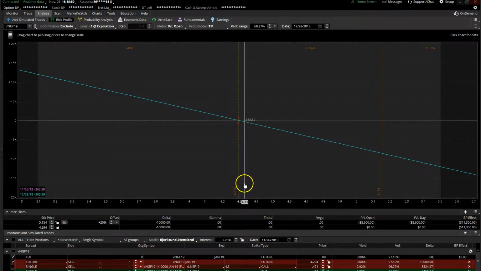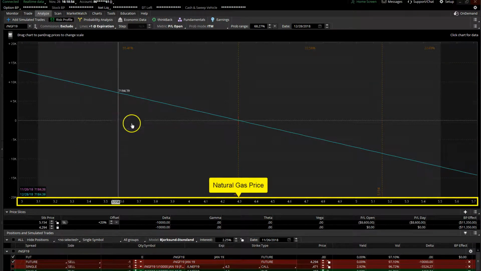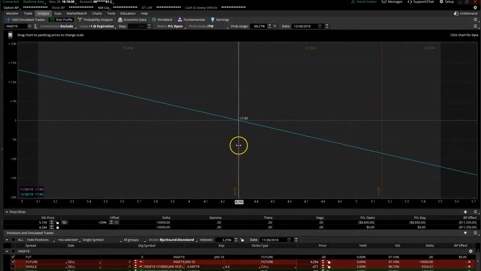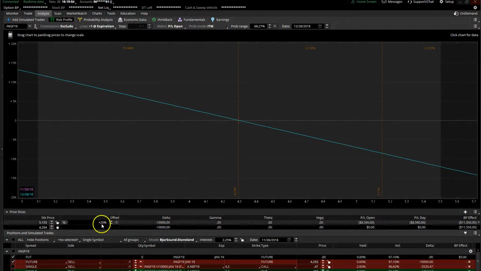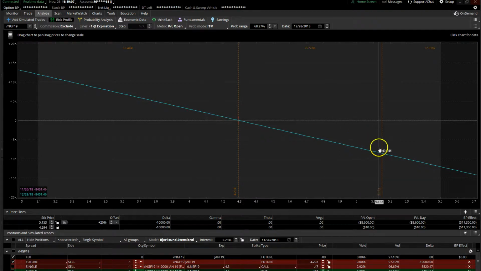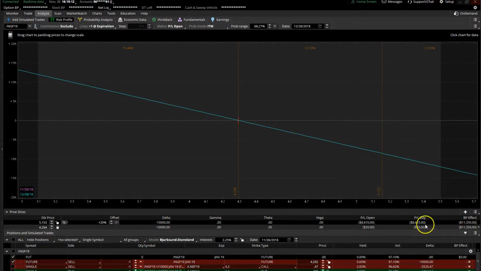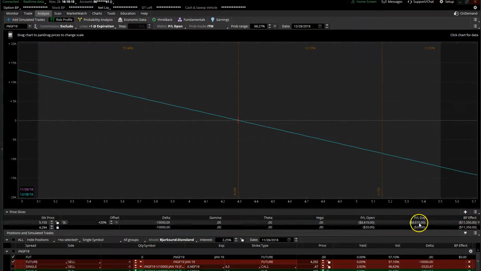So the price right now of natural gas is around 430, around this price. So if we short, this is a simulated trade basically. If we short the outright future right now and we get a 20% move to the upside, we'll be losing around $8,000. You can see right here the amount we'll be losing at this price point.